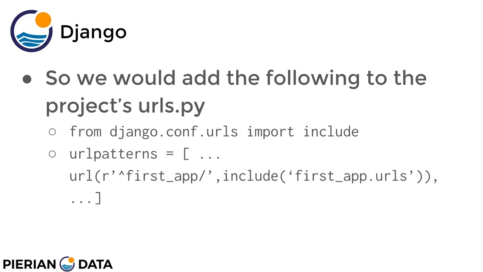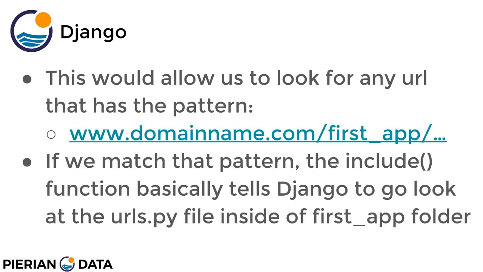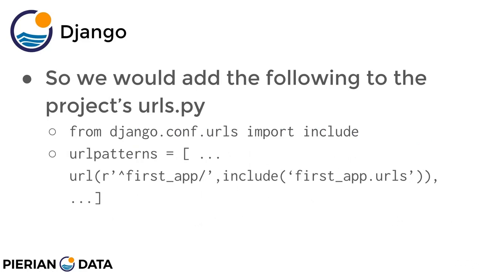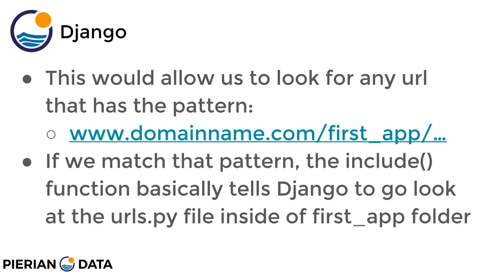But just to touch upon what I just explained, this allows us to look for any URL that has this sort of pattern: www.domainname.com/first_app, or whatever you happen to have put there in that first regular expression. In this case, I'm just calling it what the application was called, first_app/. And if we match that pattern, the include function basically tells Django, go look at the urls.py file that's inside of the first_app folder, not the urls.py file that's inside of the project.